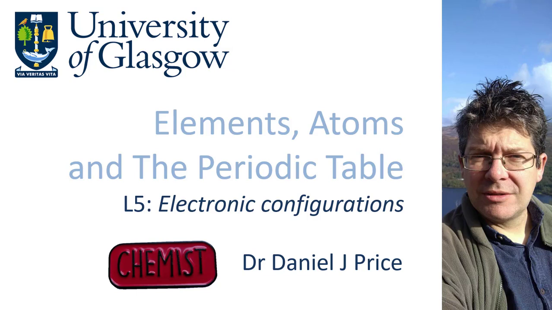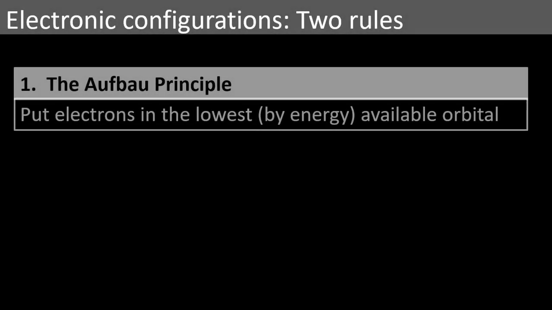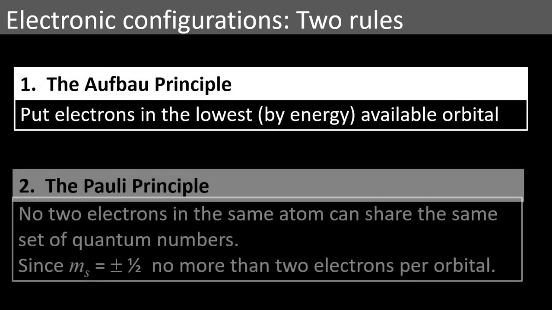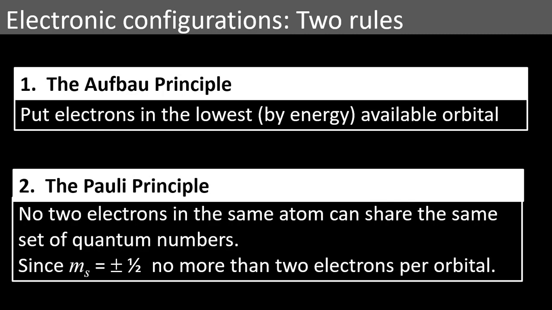Hello again. So in the last lecture, we looked at solutions of Schrodinger's equation. In other words, we looked at the wave functions of electrons in atoms. Or in other words, we looked at the shapes of atomic orbitals and their relative energies. We ended up thinking about two rules that will help us determine how electrons can be distributed amongst atomic orbitals in order to achieve the lowest energy configuration.